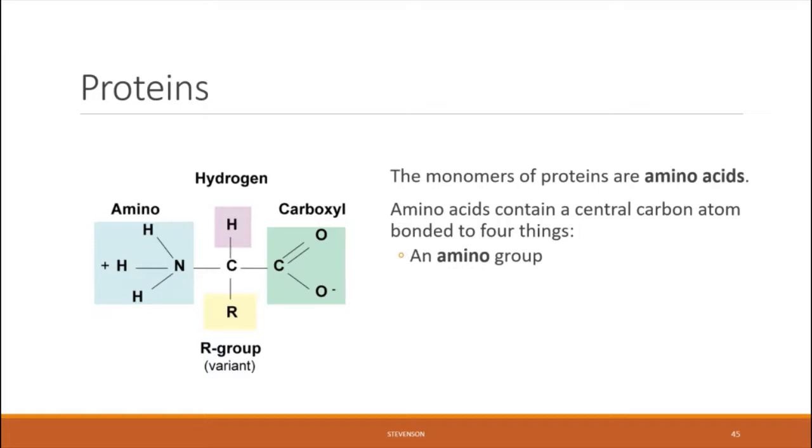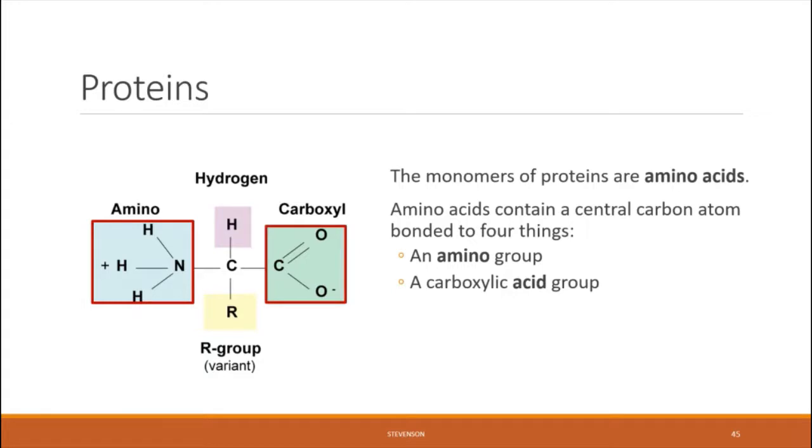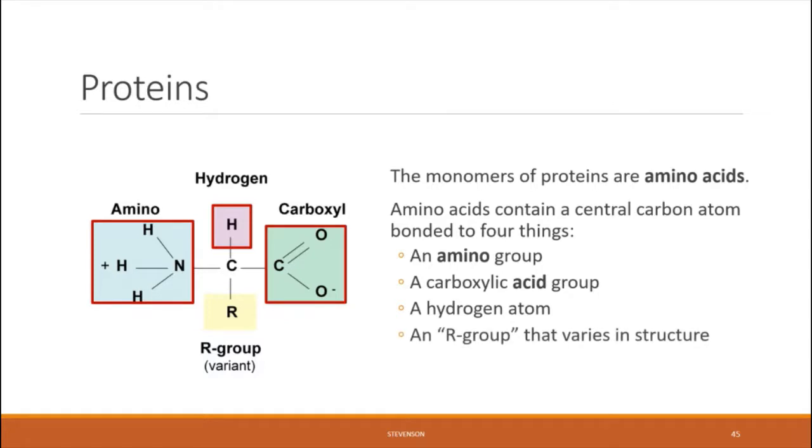One is an amino group. You can see that on the left-hand side. That's part of the namesake of the amino acid. Next, a carboxylic acid group on the right-hand side. And again, you can see that that's part of the namesake of amino acid as well. Up top, we have a hydrogen atom. And then down below, we have something called a quote-unquote R group. And that R group actually can vary in its chemical structure.